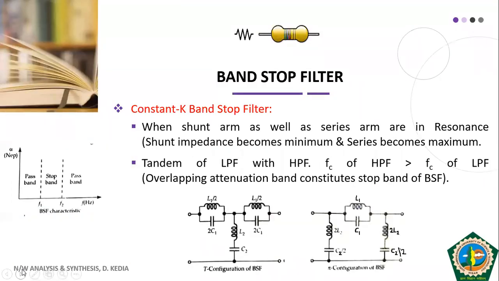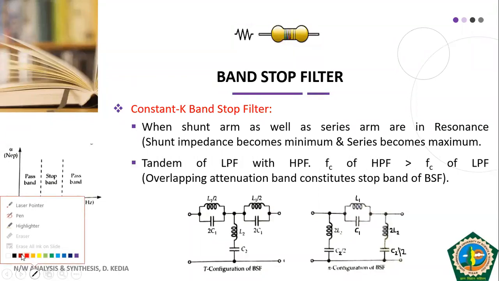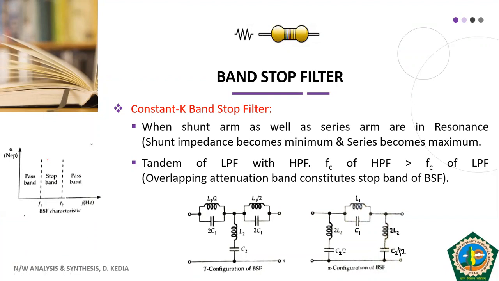So this is our band stop filter. As I told you, in case of band stop filter, we have a stop band. So between f1 to f2, we have stop band, and no frequency will pass through. And on either side of the stop band, we will have pass band.